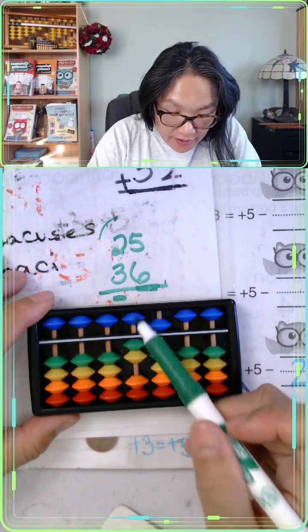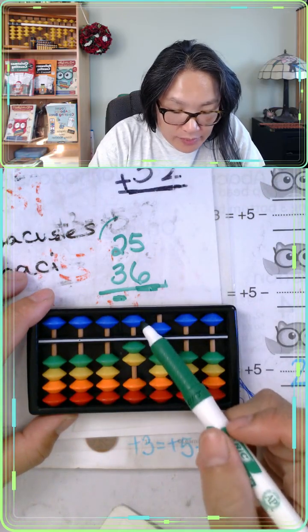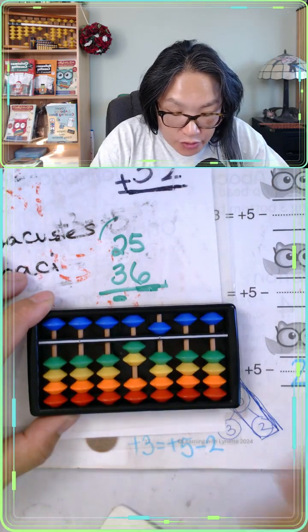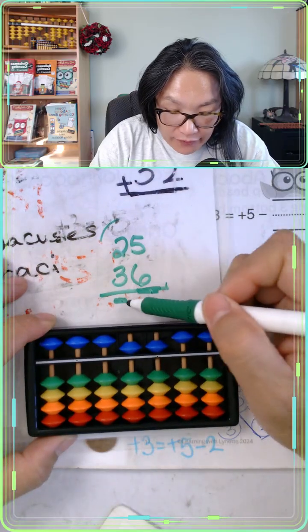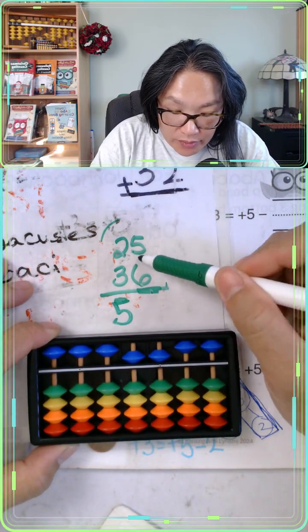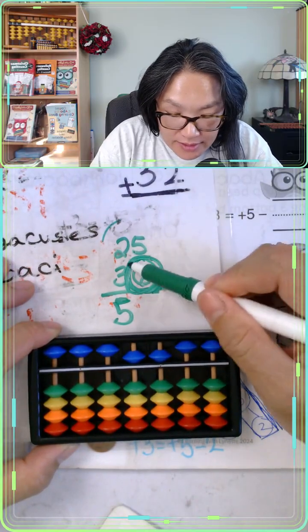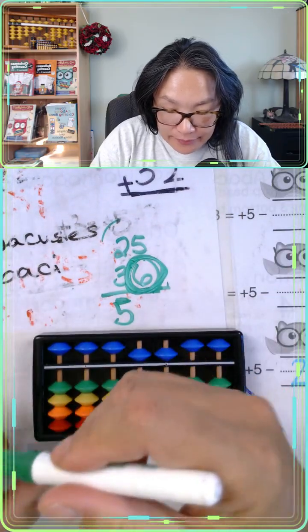Can I add the 3 here? No. There's not enough room. How do I add it? I can do plus the 5, take away the 2. I've done this part. But then what are we doing here? This is the difference. I haven't taught you that yet. This is different. This is how to make a 10.